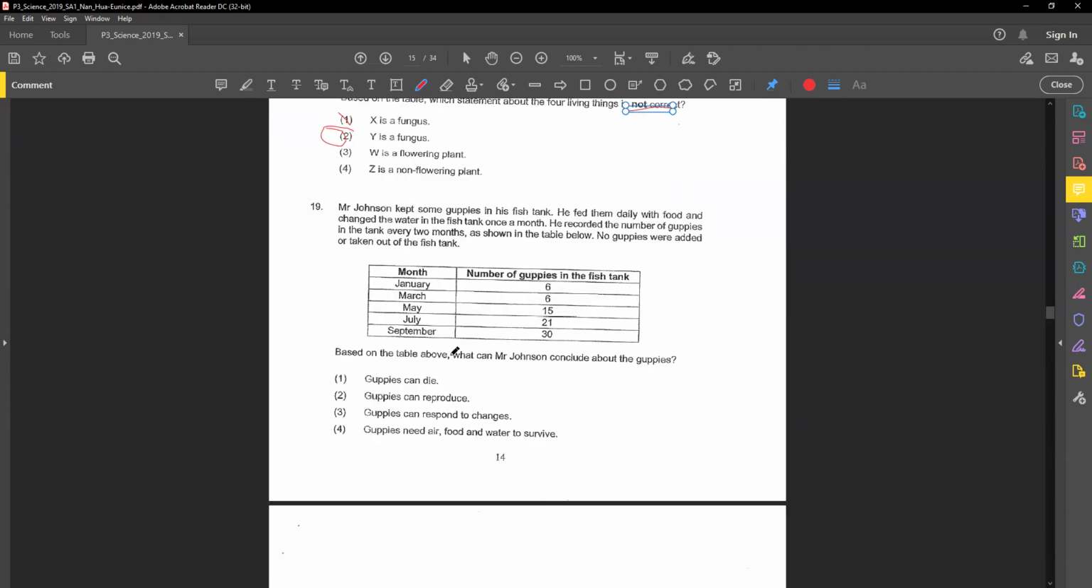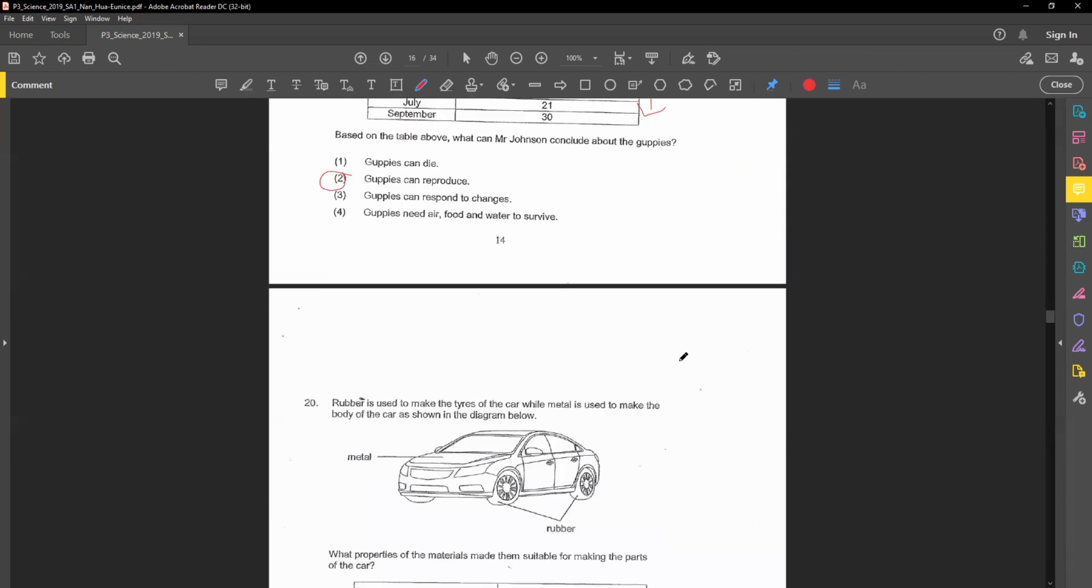So for question 19, Mr. Johnson keeps some guppies in the tank without adding or taking any guppies out. Looking at the table, we can see that the number of guppies increases over time. As we know that Mr. Johnson did not add any guppies, the increase in number of guppies must be due to reproduction. So the correct answer is 2.